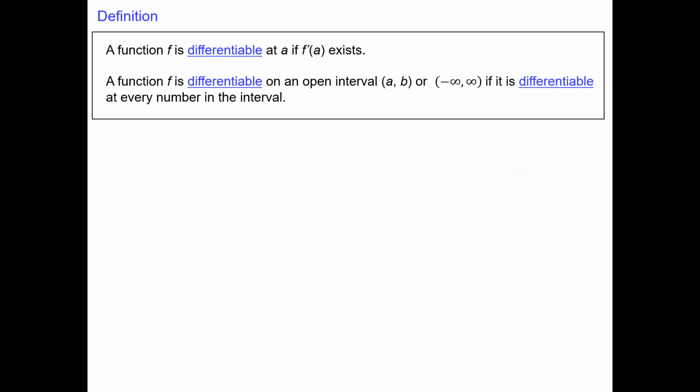A function f is called differentiable at the point a if the derivative at a exists, if f prime at a exists. Now, the function f is differentiable on an open interval, and we may have an interval from a to b, from negative infinity to positive infinity, basically any interval, and the function will be differentiable there if it is differentiable at every single number in that interval. Okay, so this is the definition.